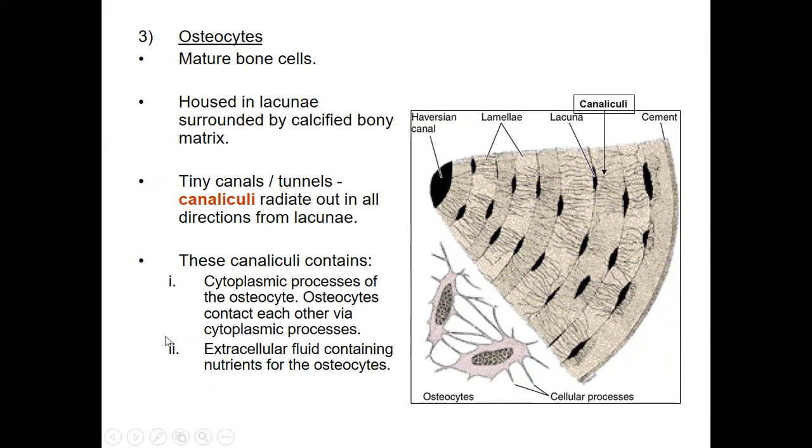Other than the cytoplasmic process, the canaliculi also contain the extracellular fluid, which contains the nutrients for the osteocyte. So these are the two components of the canaliculi: the cytoplasmic process and also the extracellular fluid, which contains the nutrients for the osteocyte.